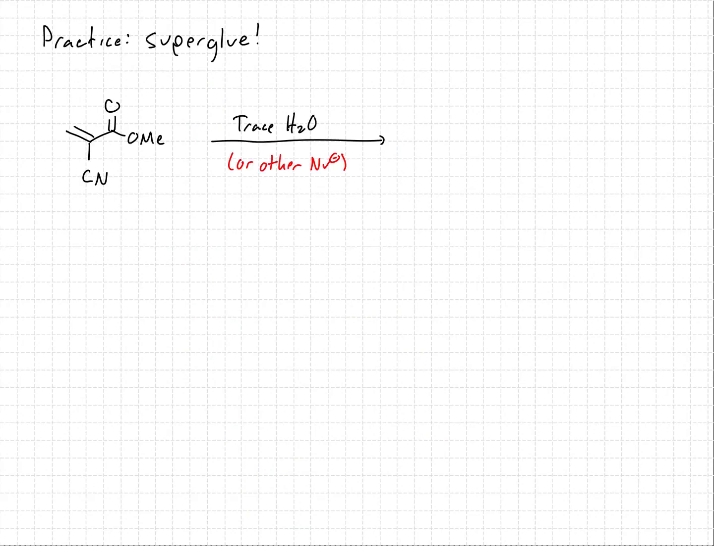Let's do a little bit of mechanistic practice here by looking at the polymerization of superglue. Here's the structure of superglue, which can be polymerized in the presence of a trace amount of water or other nucleophiles. What I'd like you to do here is show the mechanism of this polymerization process and predict the structure of the polymer that results. Take a moment to do this. We'll compare notes when you're done.